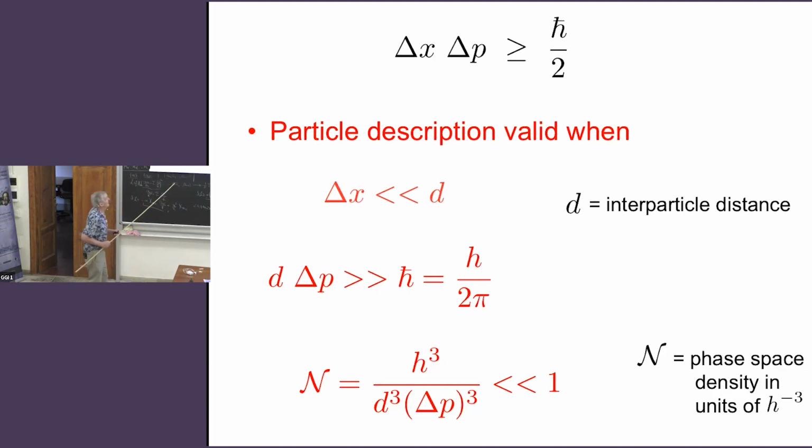And when you look at this too, that means that the phase space density must be small, much smaller than 1 in units of h to the -3, where h is Planck's constant. So basically, you have a particle description when the phase space density is small.